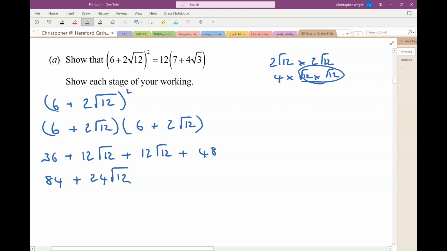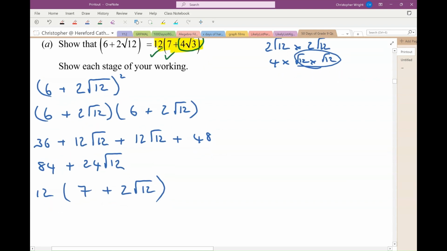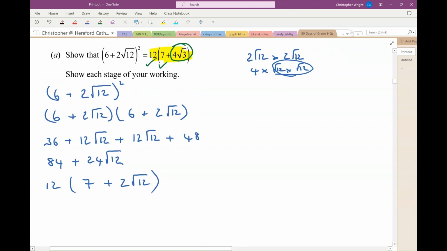Right. Well, I'm trying to get it equal to this, aren't I? So I suppose I could pull out a 12, because I can do 12 into 84, can't I, goes 7 times, and 12 into 24 root 12 goes 2 root 12. I'm almost there now. I've got the 12 outside, I've got the 7, it's just this bit. How am I going to get that? Aha, wait a second, I can simplify this root 12.